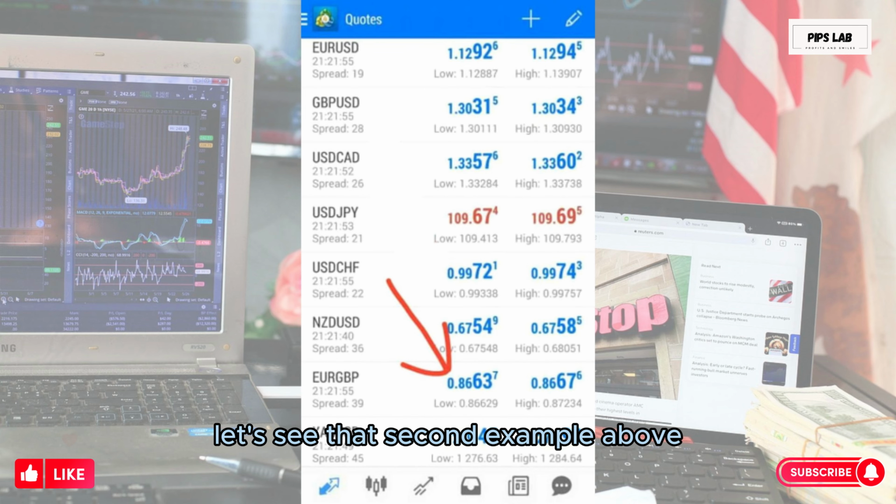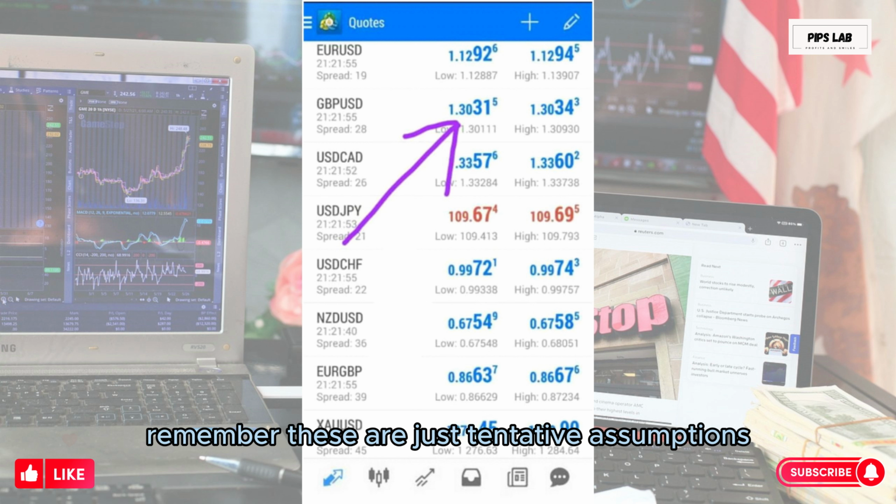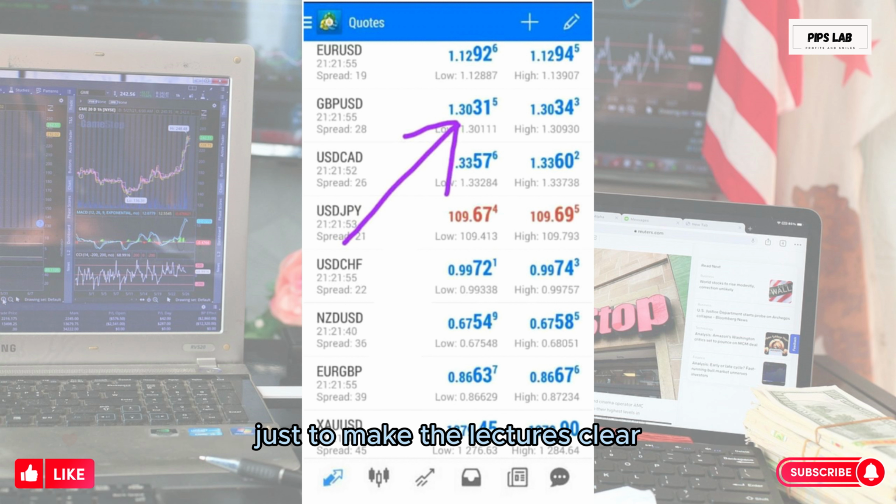Let's see that second example above where GBP/USD moved by 2 pips. Now from that value of 1.3031, GBP/USD made a move of 2 pips. Remember, these are just tentative assumptions, just to make the lectures clearer. So let's fire on. What would my answer be if GBP/USD makes a move of 2 pips?